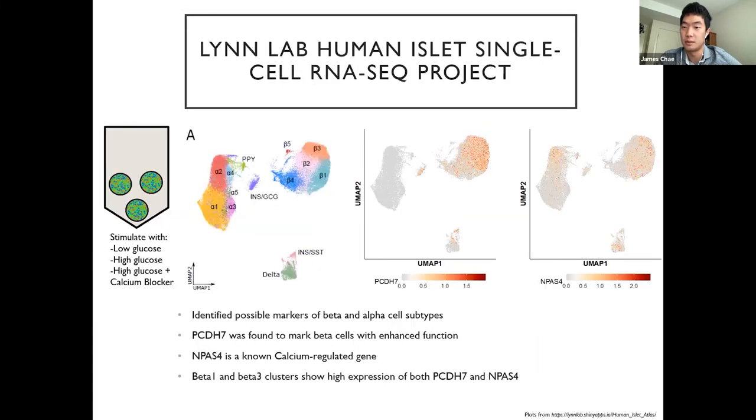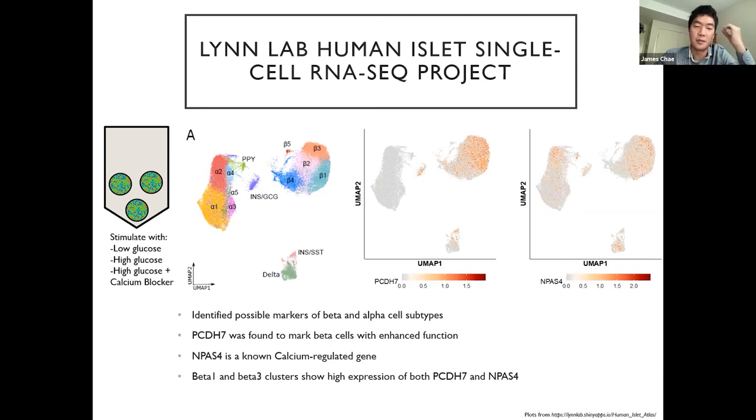Before I came into the lab, there was this huge human islet single cell RNA sequencing project that tried to identify all the different calcium regulated genes inside human islets. What they found were possible markers for beta and alpha cell subtypes. You can see alpha cells on the left and beta cells on the right in that second figure.